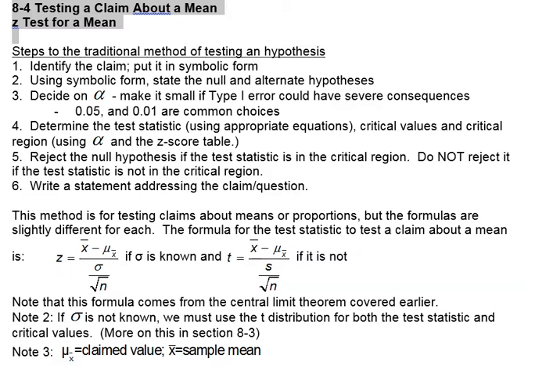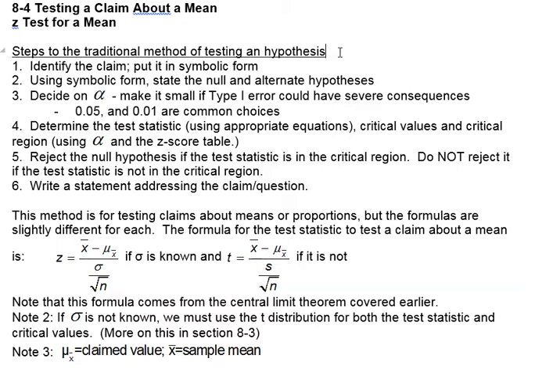This video is looking at the traditional method for testing a hypothesis of a mean. So first of all, the steps for using the traditional method to test a hypothesis are shown here. So first, identify the claim and put it in symbolic form. Second, use that symbolic form, state the null and alternate hypotheses.